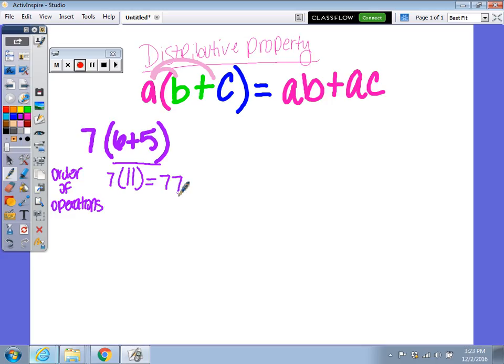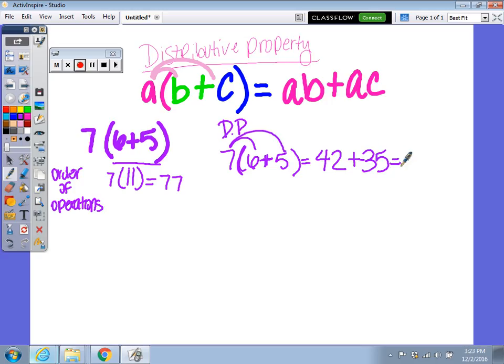But if I want to use the distributive property, it's going to be done like this. So I'm going to take 7, multiply it by 6, because the number that is next to the parentheses is the one you're multiplying everything inside the parentheses by. So 7 times 6 is 42. I'm going to keep the plus sign over here. 7 times 5 is 35. And when you add that, you get 77. So both ways are correct.